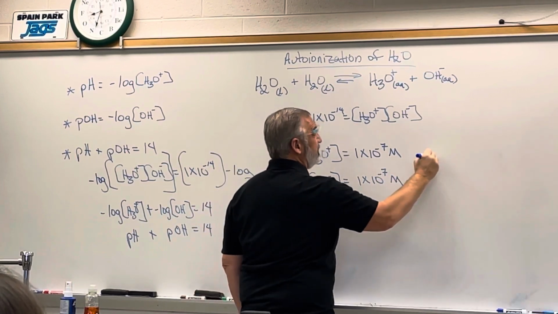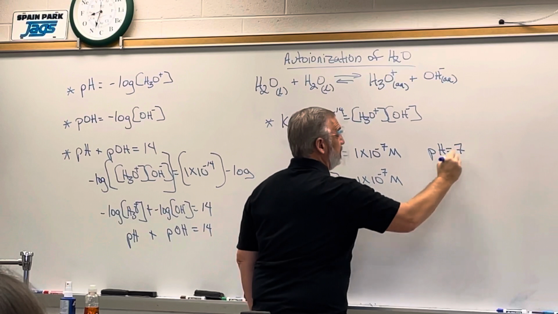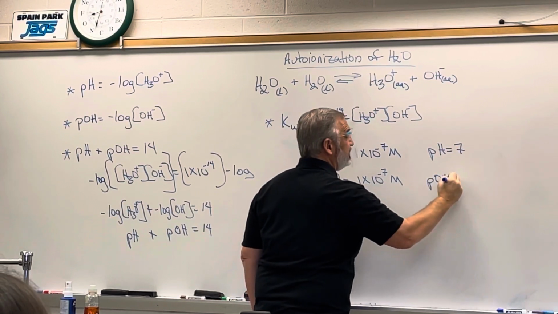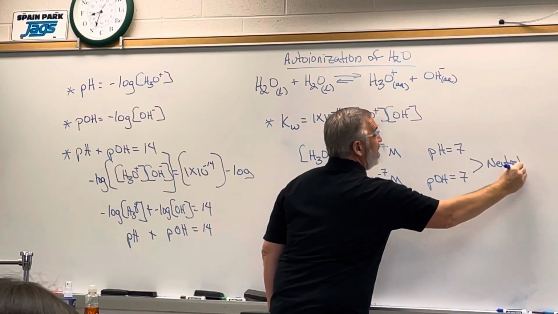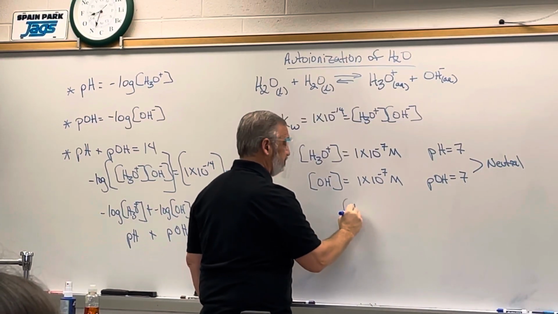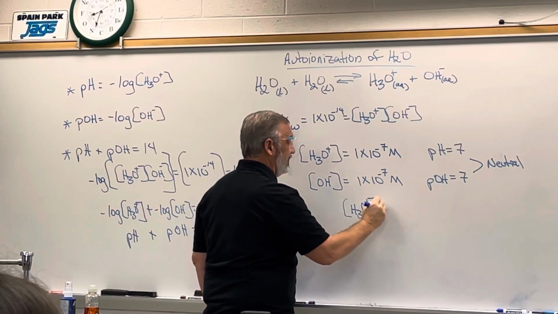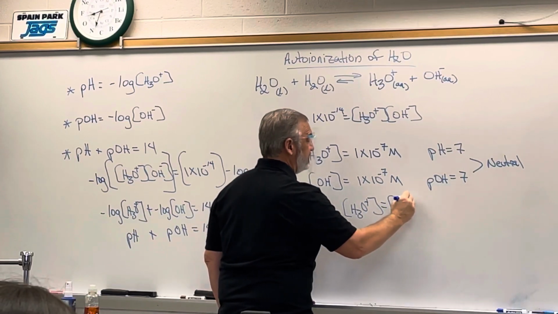So what's the pH going to be? 7. The pOH is going to be 7. We call that neutral. H plus equals OH minus.